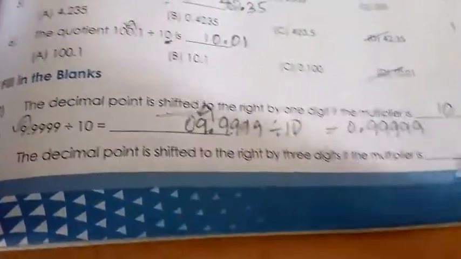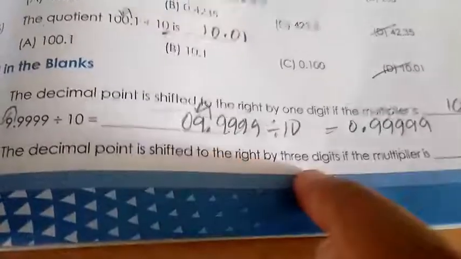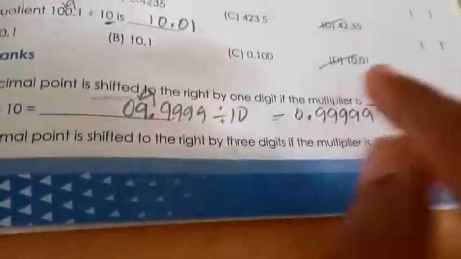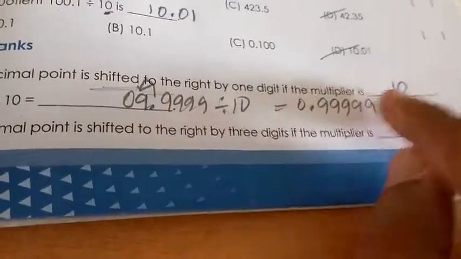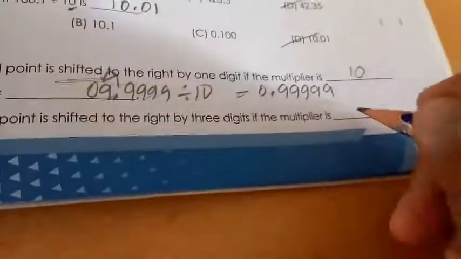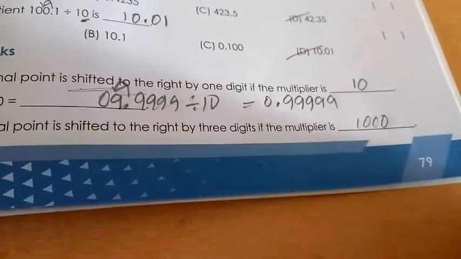Next, the decimal point is shifted to the right by 3 digits if the multiplier is, here how many digits? 3 digits. 1 digit means 1 zero, that is 10. 3 digits means 3 zeros, that is 1000. So answer is 1000.